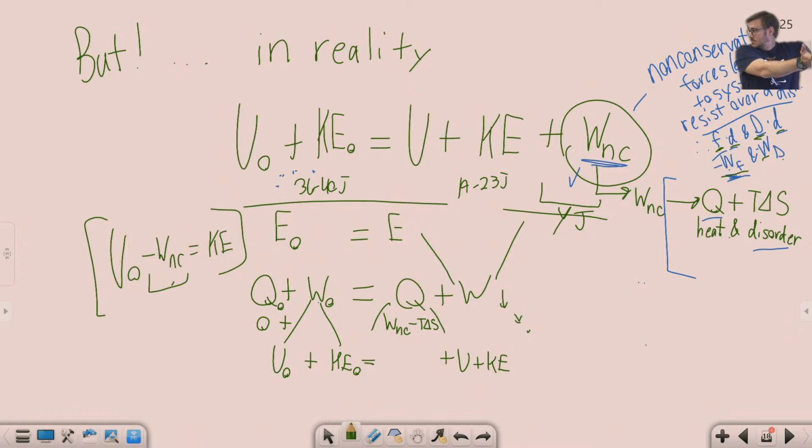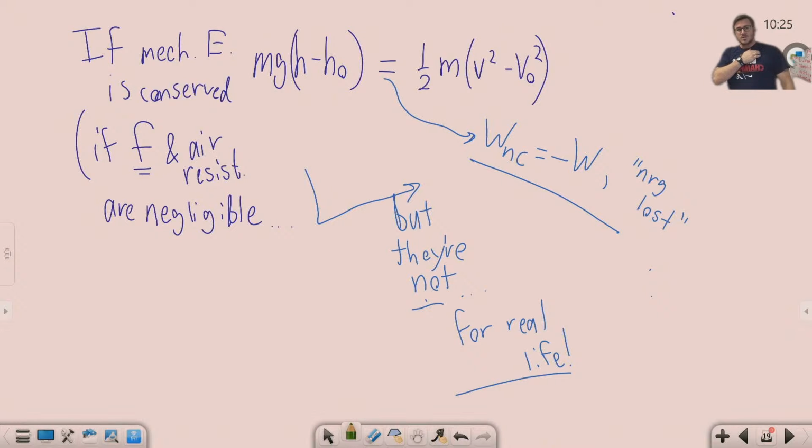All right, we're going to land the plane. I want to give everyone what they need here. If mechanical energy is conserved, this is what it would look like. Friction and air resistance are considered negligible if mechanical energy is conserved. But it turns out they're not in real life.